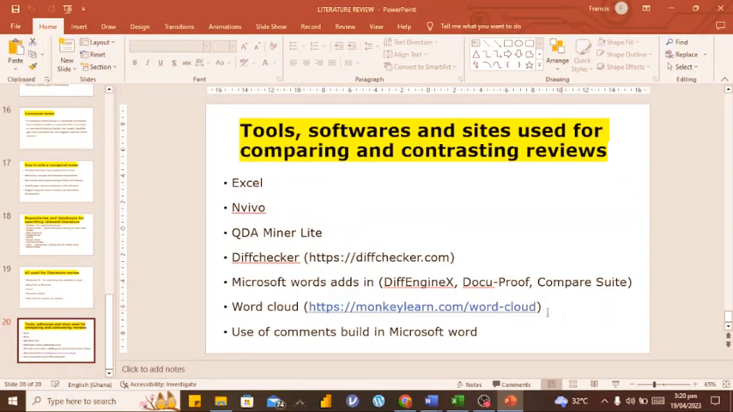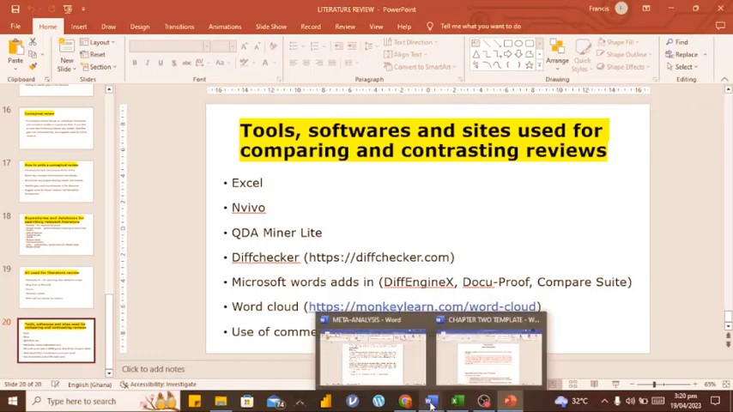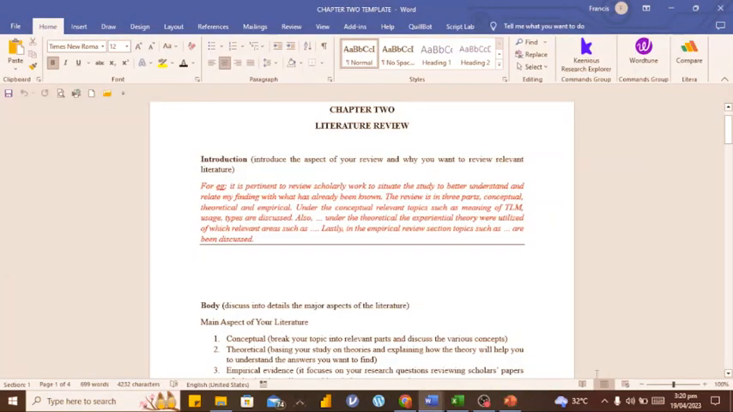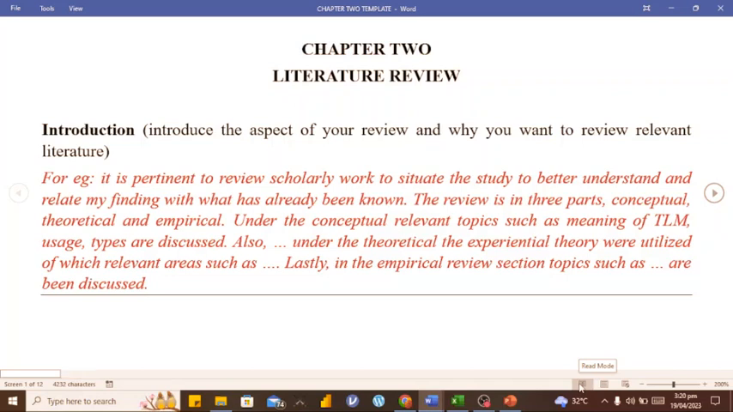So now let's move straight to chapter 2. How is chapter 2 done? When you are writing any master's thesis, PhD thesis, dissertation or project work, this is how chapter 2 looks. At the top there is chapter 2, then literature review.